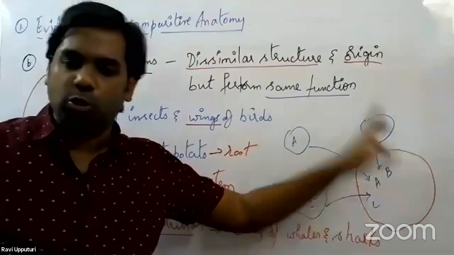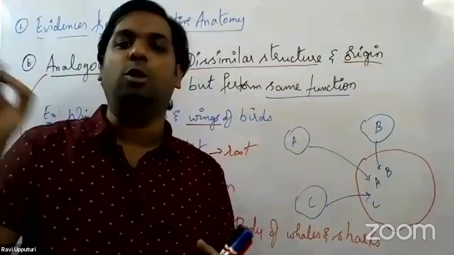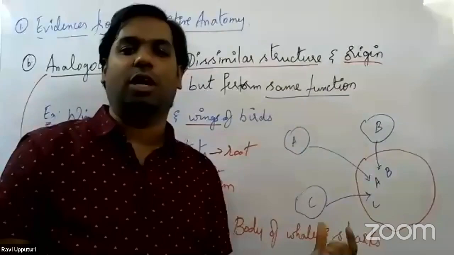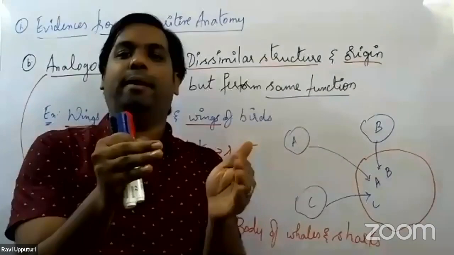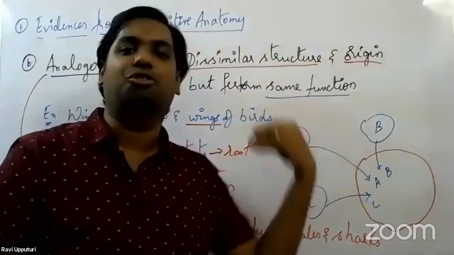Now, since they are living in water, their body has to be modified in such a way that swimming would be possible in water. So they modified their body into a streamlined body so that both these organisms, even though they are not related to each other, came together to one particular habitat. In that habitat, they underwent some sort of modification so that both these organisms are able to survive by evolving streamlined bodies. Right? So this is what we call convergent evolution.